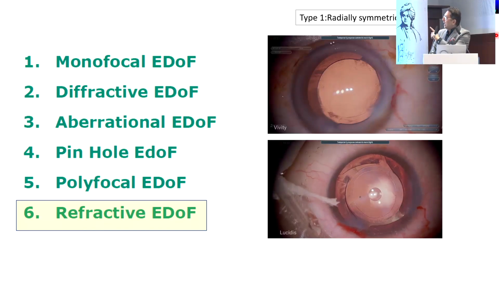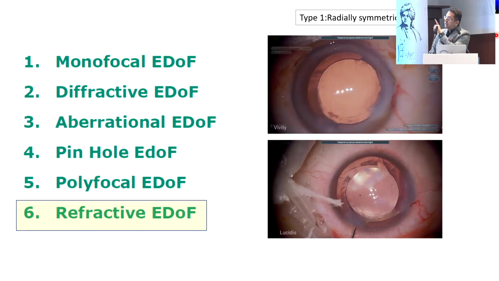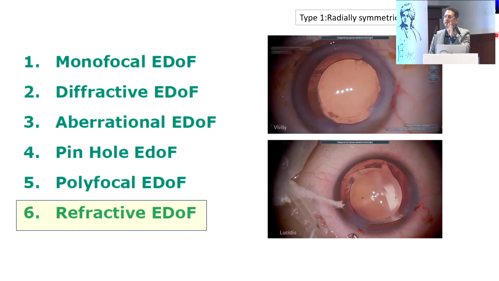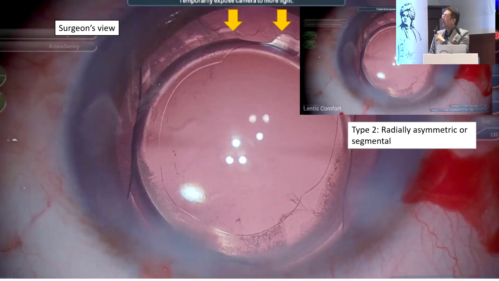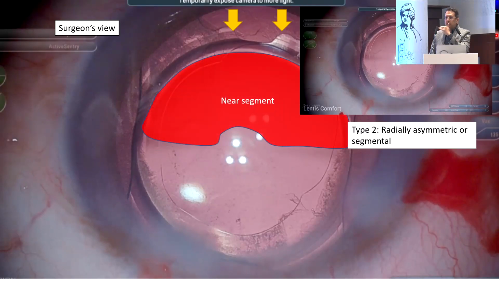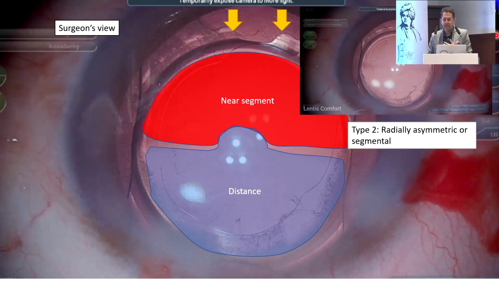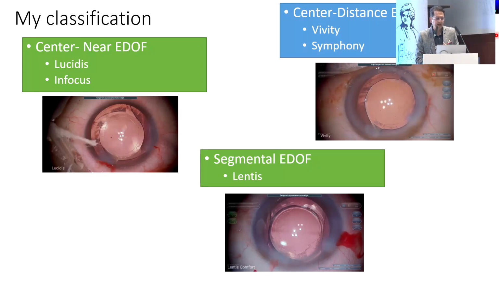I call this type 1 refractive EDOF because you can see these are radially symmetrical EDOFs. So right from center to the periphery, the transitions are uniform all 360 degrees. But there is a category called radially asymmetric or segmental EDOF, where there will be segments. One part is for near, the second part is for distance, and there might be an intermediate zone. The examples are Lentis Comfort or Lentis Mplus X, and similar versions like Autofocus. So these are radially asymmetric.